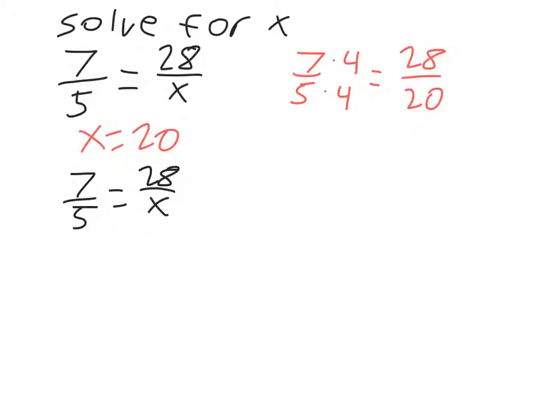So 7 over 5 equals 28 over x. Same problem. We're going to do a different method. Whenever people see fractions and want to multiply, they usually say cross multiply. That's usually wrong. When you're multiplying fractions, you don't. But when there is an equal sign in between two fractions, this is where you cross multiply. So if you were to cross multiply these two fractions, you say 7 times x equals 28 times 5.